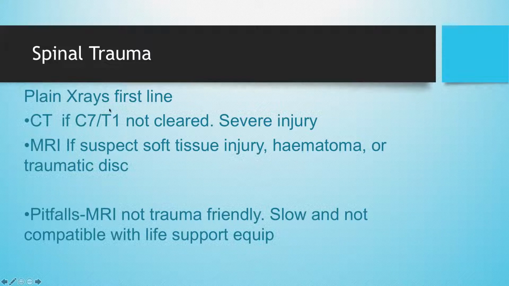Sometimes the CT is not going to be the thing. If you think there's soft tissue ligamentous injury, you can see the loss of alignment on CT and even on the plain X-ray, but you can't exclude hematoma or a traumatic disc without MR. So the mechanism of injury and the symptomatology of the patient become very important. As I said before, MRI is not trauma friendly, it's slow, and it's not compatible with life support equipment.